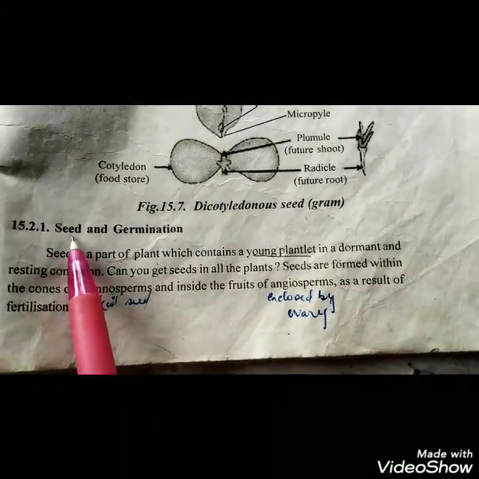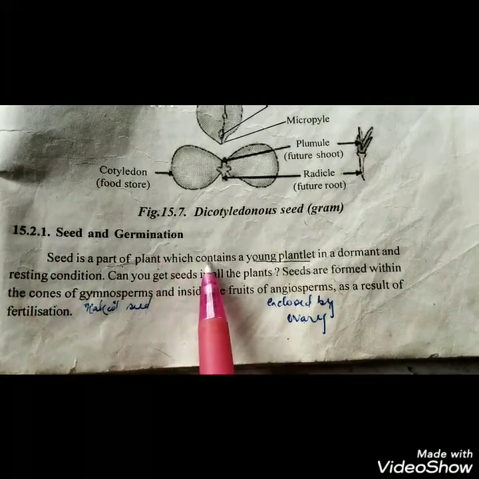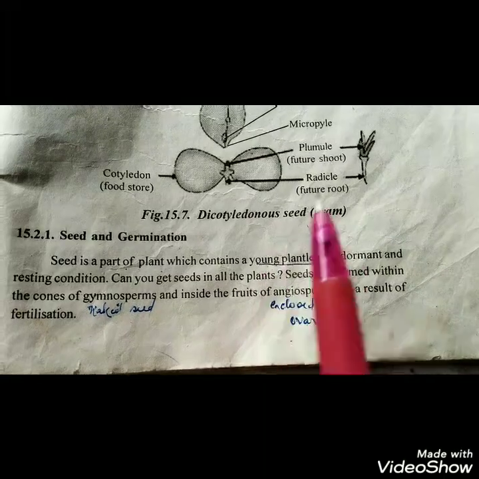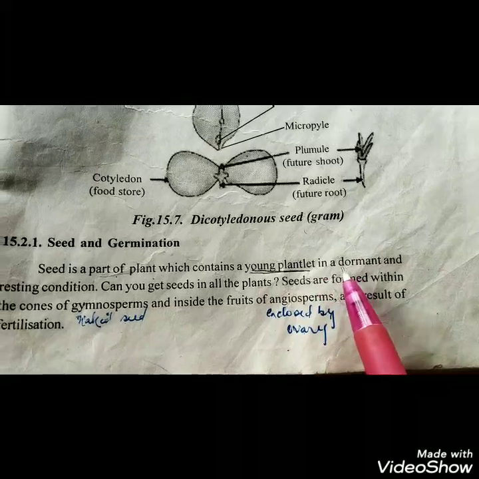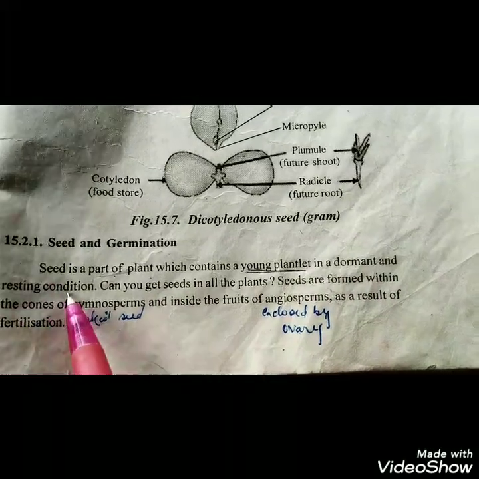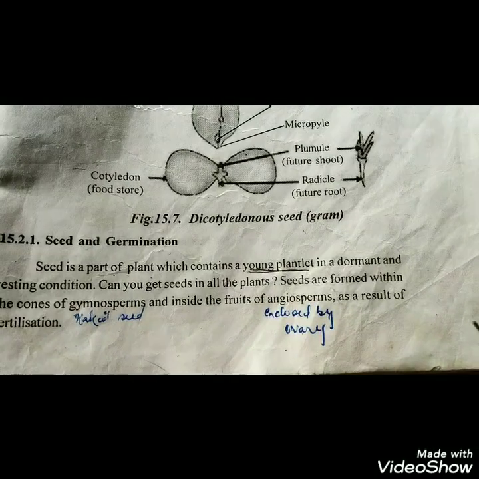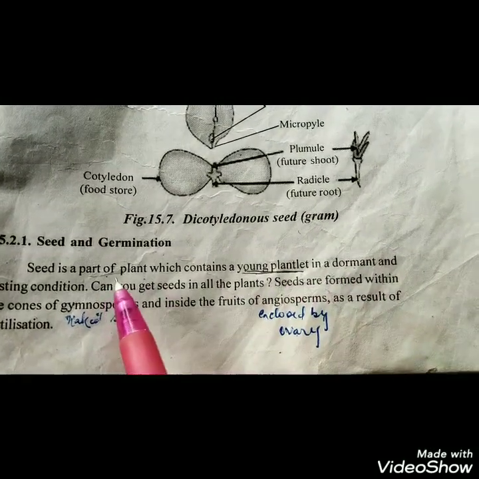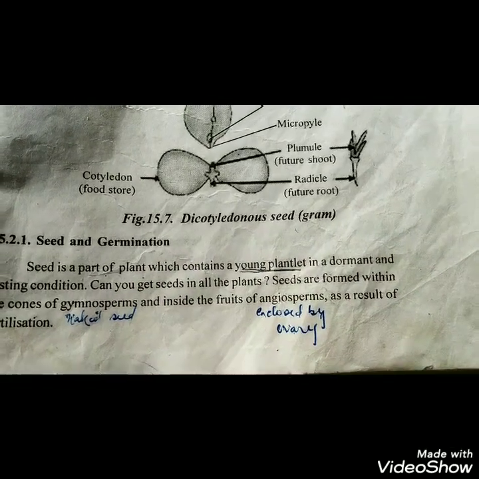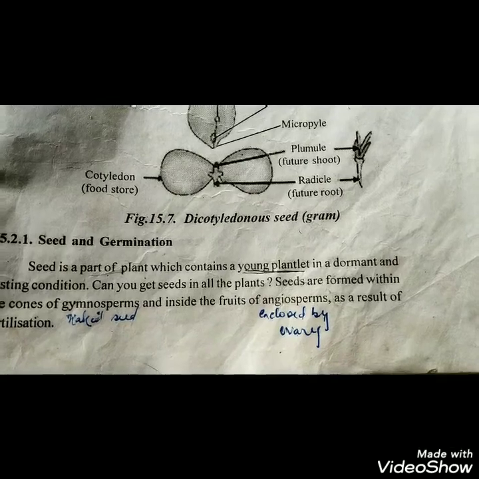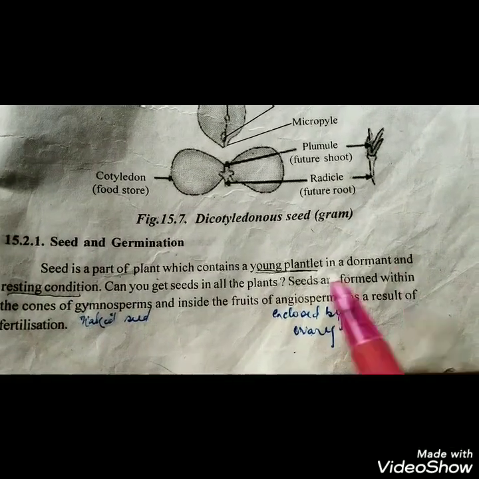The next topic is the seed and the germination. Seed is the part of a plant which contains the young plantlet. That means the young future plant is present in the seed in the dormant and resting condition. Dormant resting condition means when we provide suitable nutrients and water, the seed will develop into the new plant. But if the seed is kept in dry or normal conditions, it will not develop into the young plant.